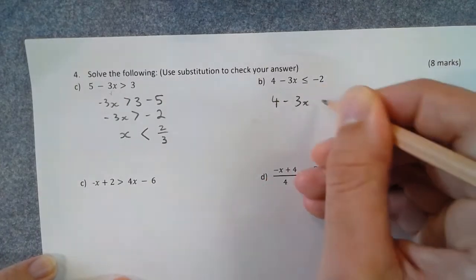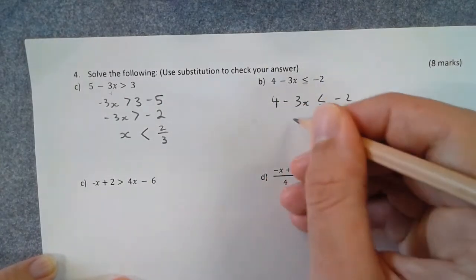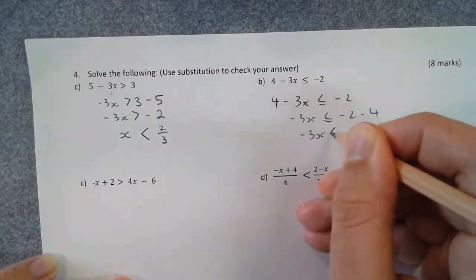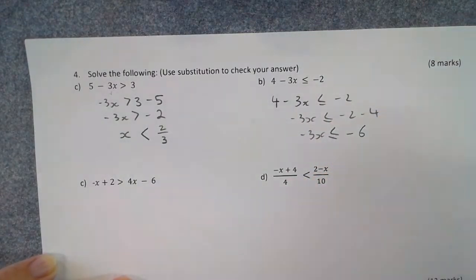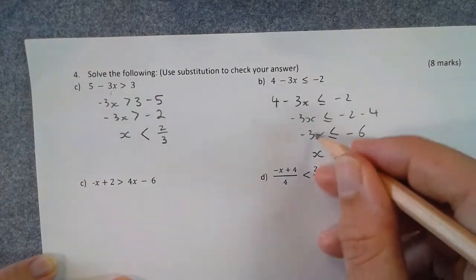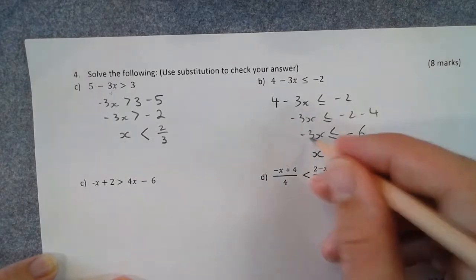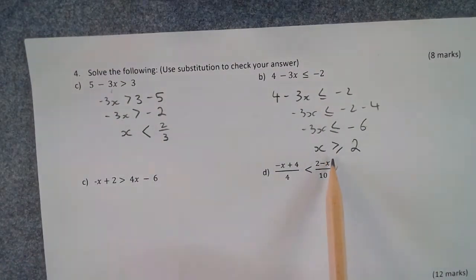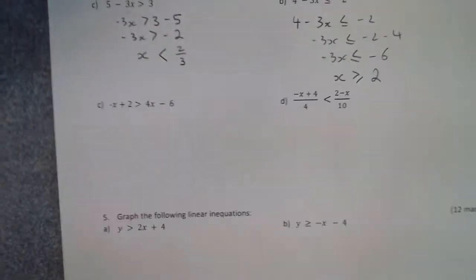I'll just rewrite the question out. So you take away the 4 to get minus 3x is less than or equal to minus 6. Now when you divide by a negative, it changes direction. So when we divide by negative 3, minus 6 divided by minus 3 is positive 2. X must be bigger than or equal to 2. So when you divide by a negative, it changes direction here.